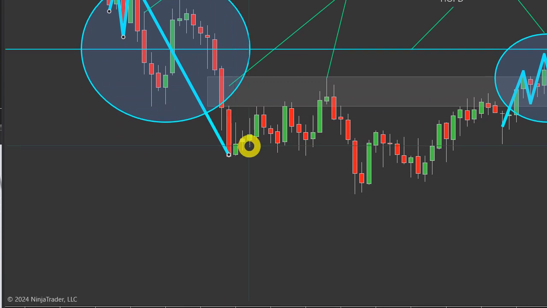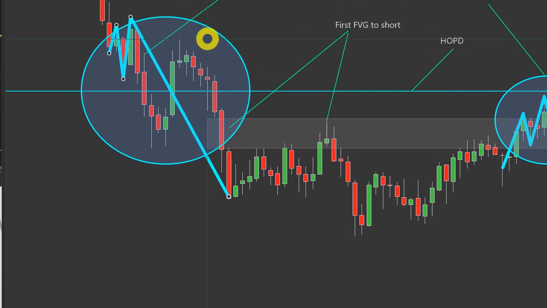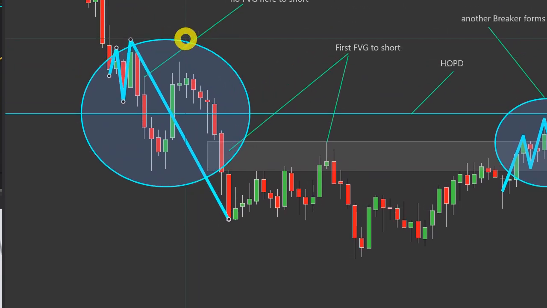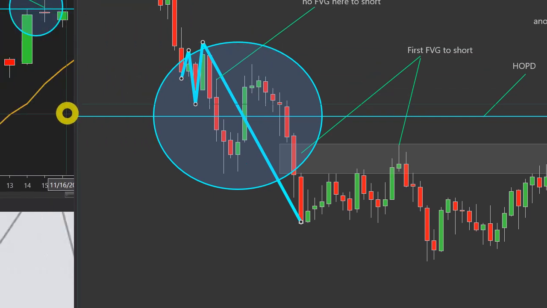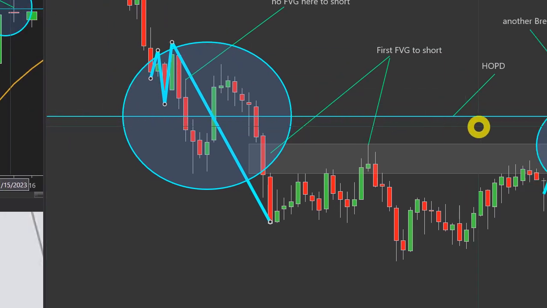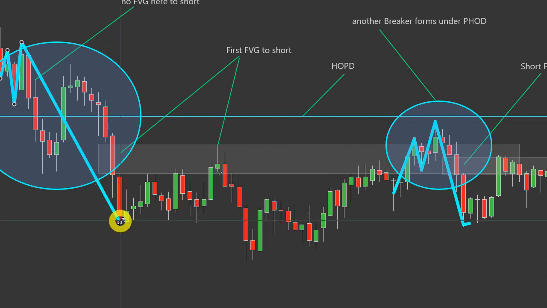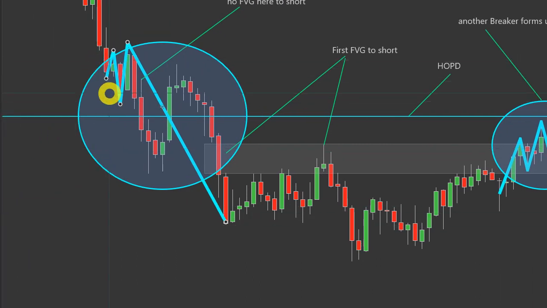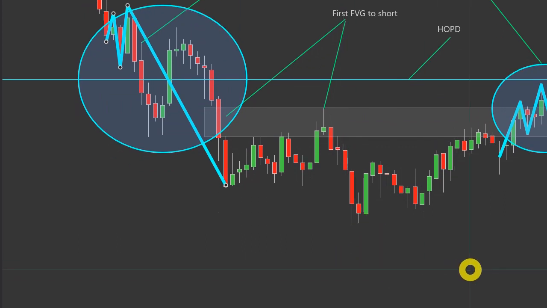What happens in a fair value gap if we got the direction right? If we have the direction right. Here's the previous day's high. Price is falling below the previous day's high. We see a breaker block pattern. We see a fair value gap. That's everything we need to take a short.